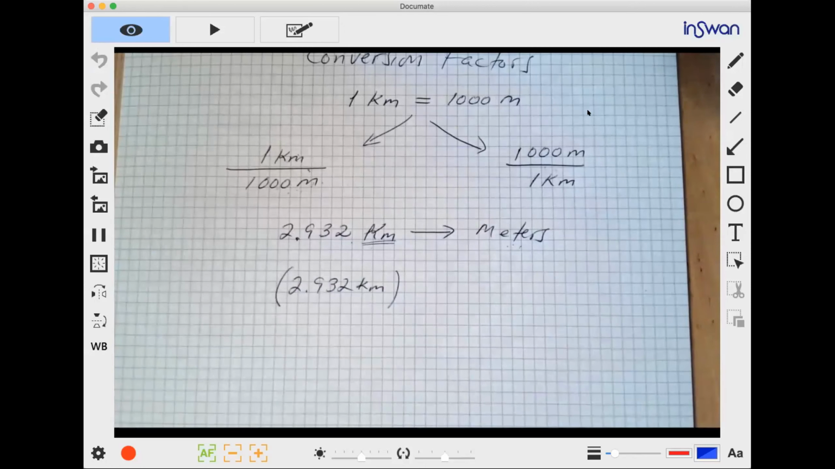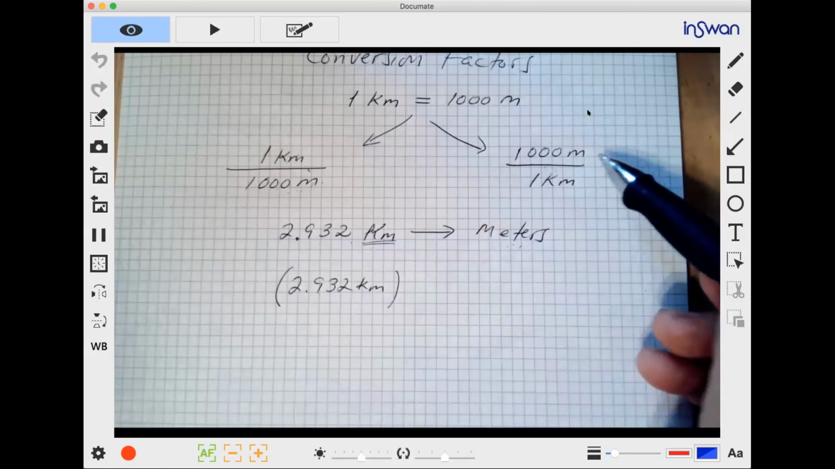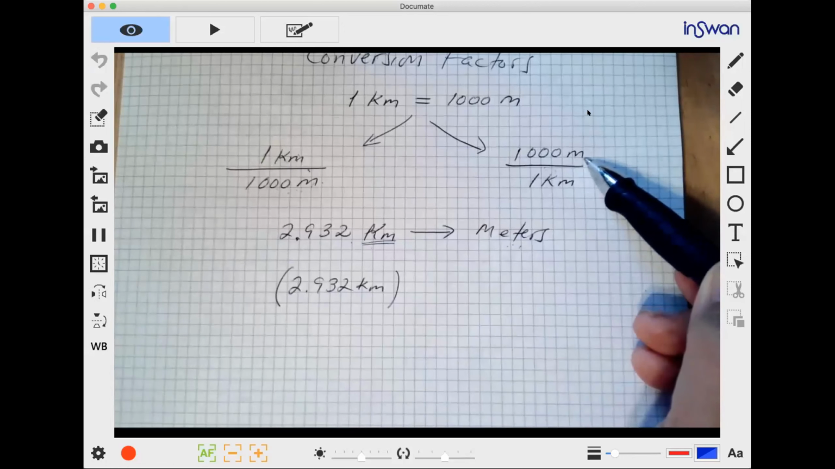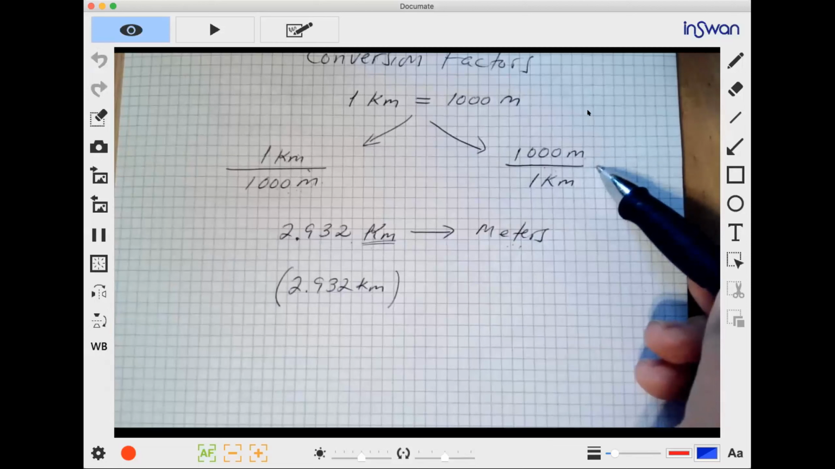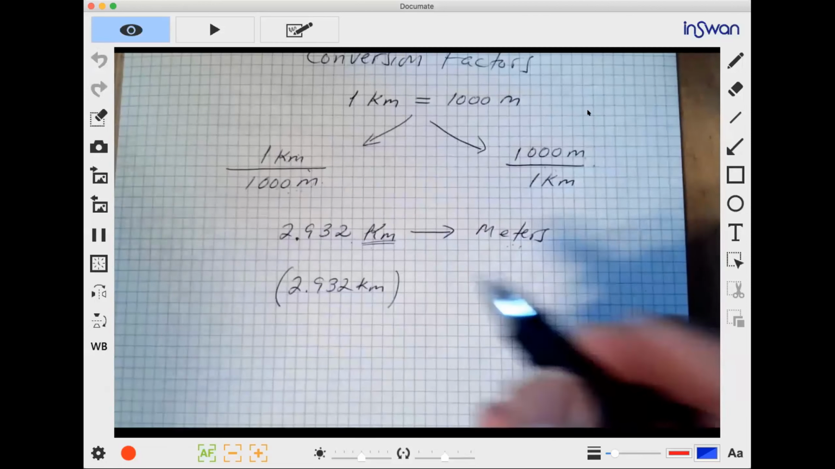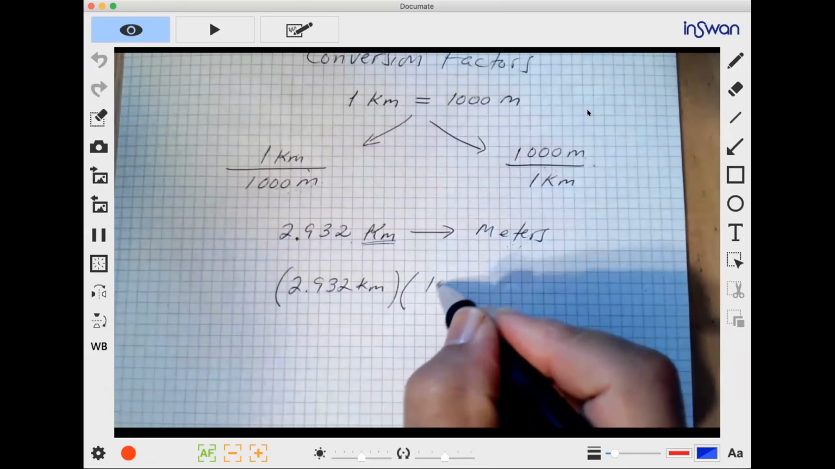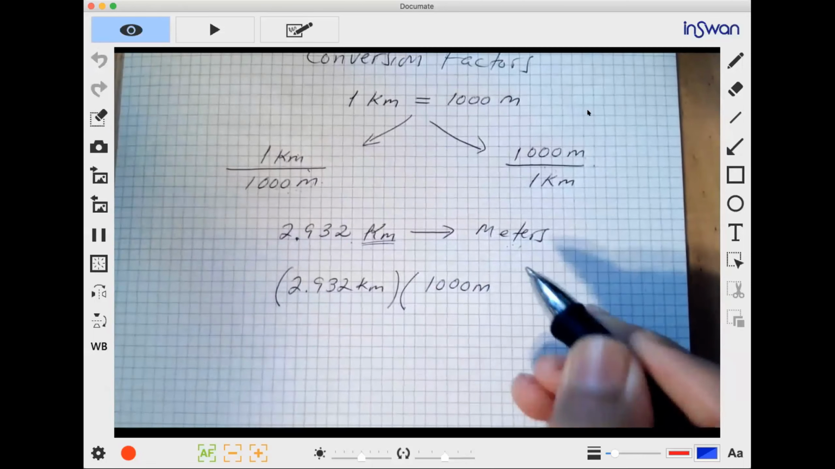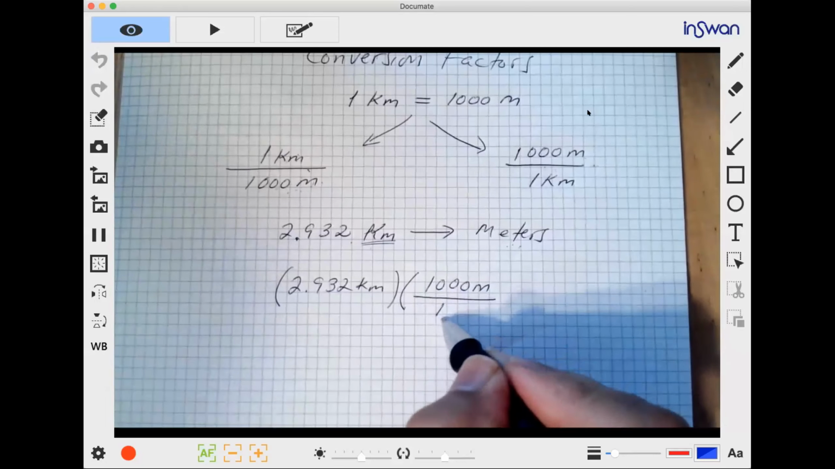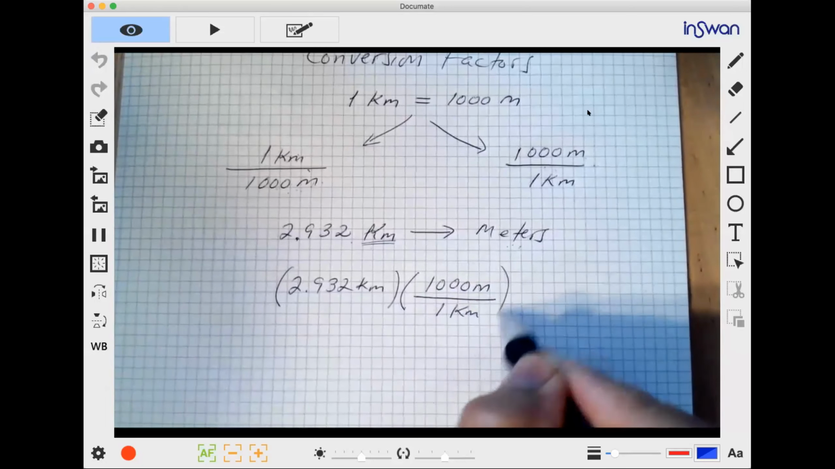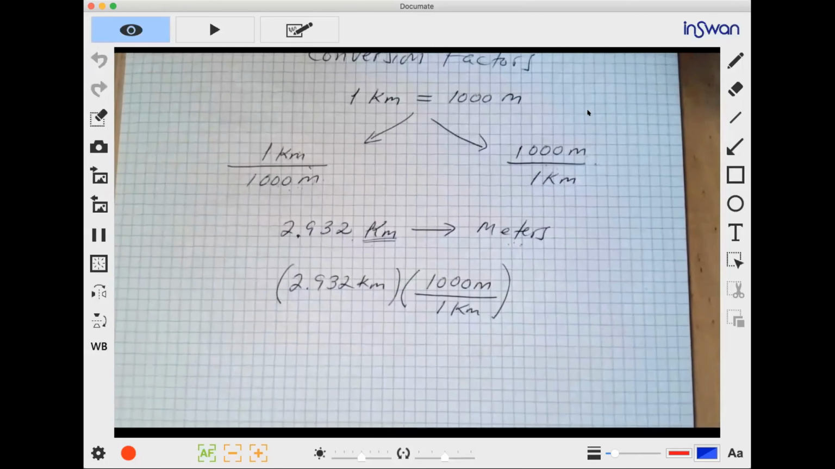Well, I'm going to choose the one that has the units that I want at the end on top. So the units that I want at the end are meters. This conversion factor here on the right has meters on top. So that's the one that I'm going to bring down and copy here: 1,000 meters divided by 1 kilometer.